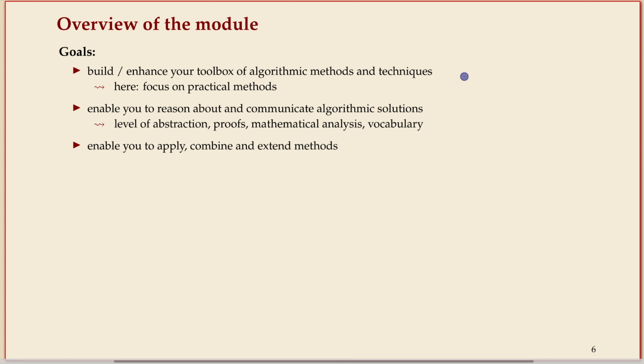The goals for the module are to give you, on one side, a basic toolbox of algorithmic methods and techniques, so things that computer scientists have invented over the last decades that have been used over and over in practice. These are fairly fundamental things, and many of them already exist in libraries, but you need to know roughly how they work in order to use them effectively.